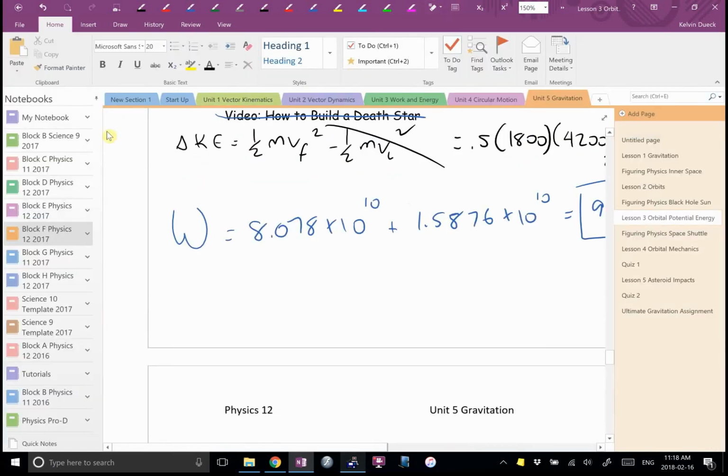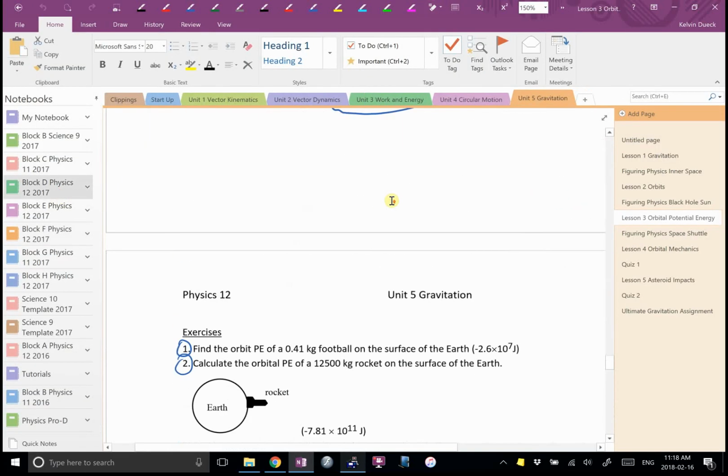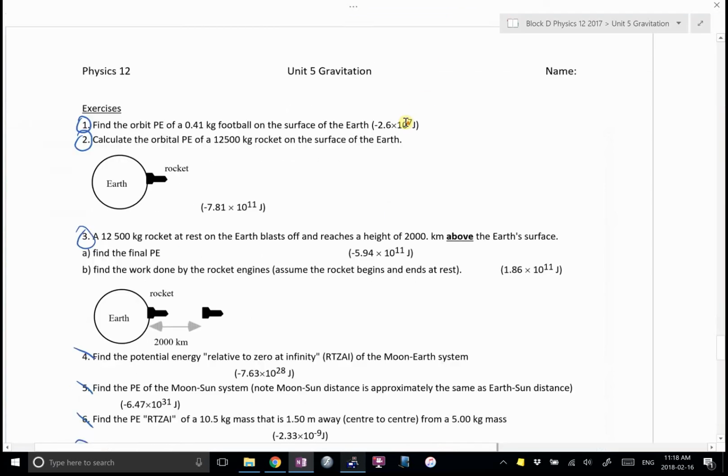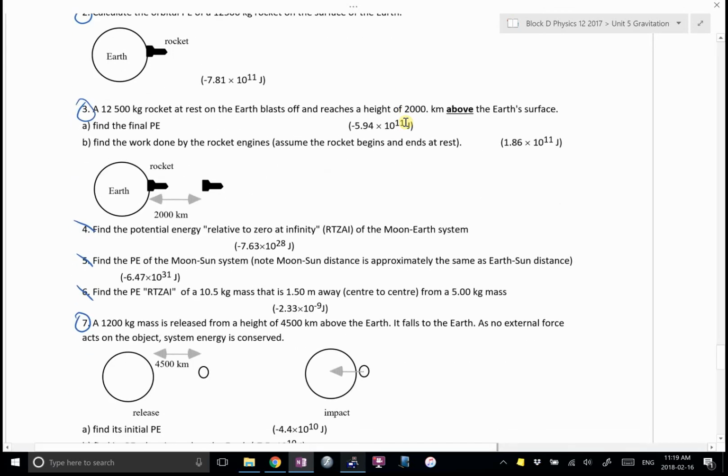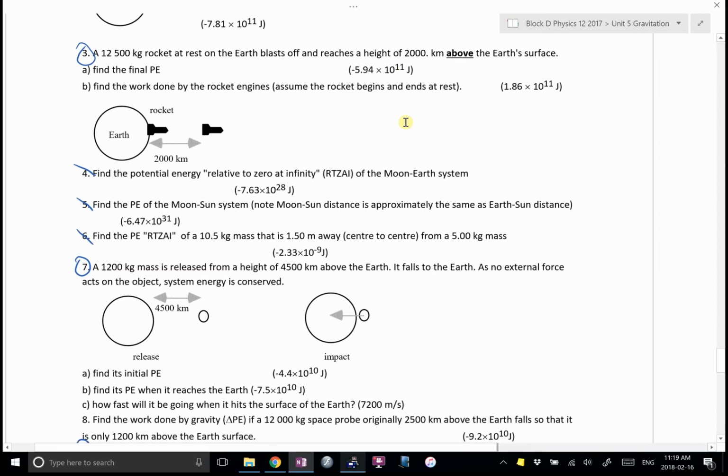So what's your homework? Here's what I assigned my other class. Can you circle 1, 2, 3? You can skip 4, 5, 6. You want to do number 7? Number 7, we're dropping an object from outer space. A is asking you to find the initial potential energy. B is asking you to find the final potential energy. C is asking you to find the speed. Honestly, on a test, I think I would just say, find the speed, because you can actually do that all in one step. But you can do it in chunks, too.